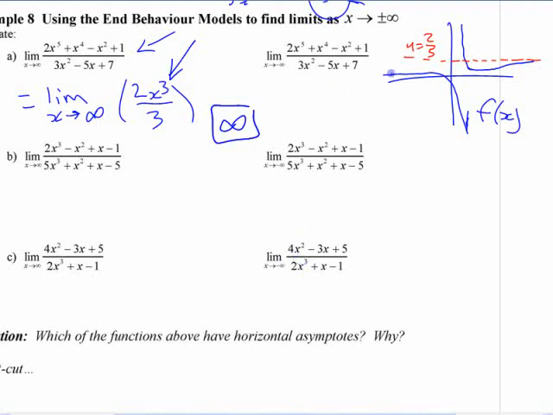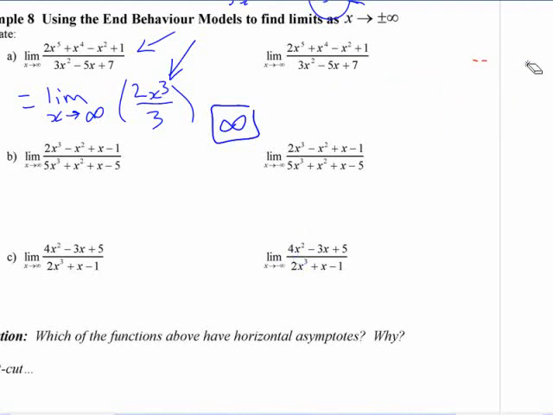What's it going to be over here on this side? This is as you go to negative infinity. It has that same limit. So this is going to be negative infinity, because what you're thinking of is the end behavior model for this. This limit is going to be the same as the limit as you approach negative infinity of 2x to the fifth over 3x to the second, or in other words, 2x cubed over 3.